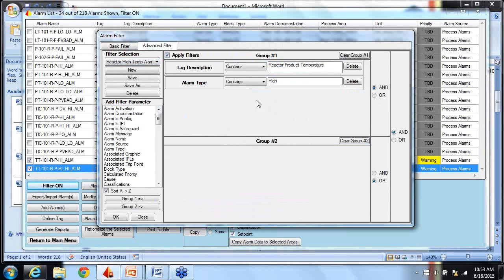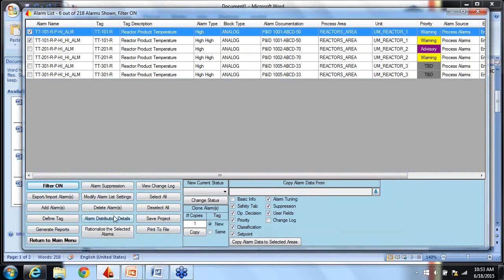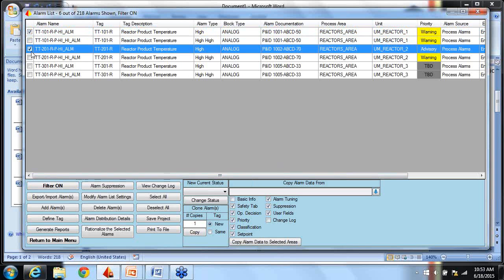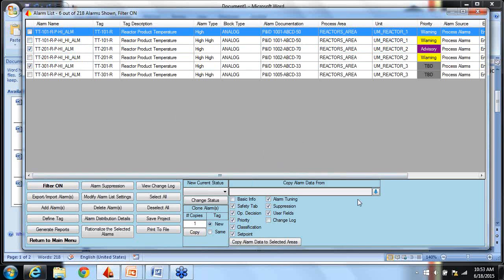I've predefined a filter that will show me all the reactor high and high-high temperature alarms from all the different reactor trains, so that I can take the alarms that we just rationalized and copy them to the other alarms that are similar so that we don't need to go through them in detail. So in this case, we're going to copy the information from the high alarm that we went through in great detail from reactor 1 and copy it to reactor 2 and reactor 3.